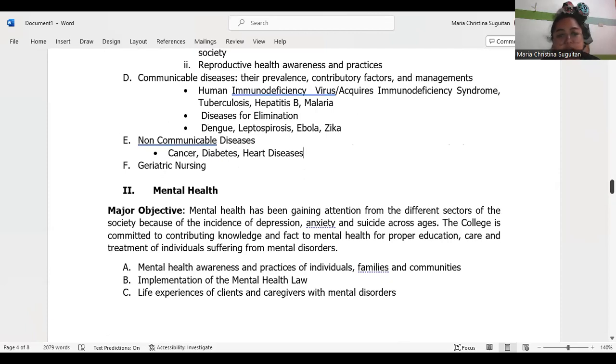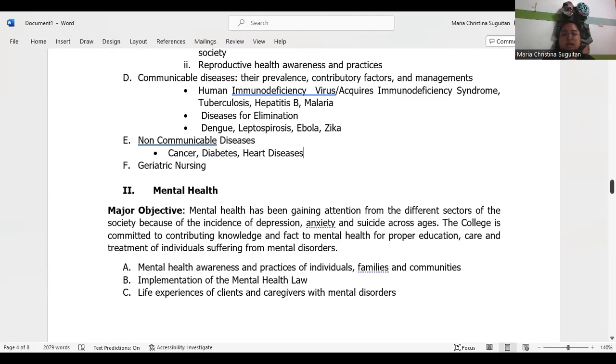And then next, we have the mental health. Okay, hindi porket may problema ka sa utak, baliw ka na. Okay, so mental health has been gaining attention from the different sectors of society because of the incidence of depression, anxiety, and suicide across ages. Kaya medyo tumataas din ang suicide, I think, because of the pressure, di ba? Peer pressure, fear, okay? P-E-E-R. Peer pressure or because of the social medias, nape-pressure sila lalo.